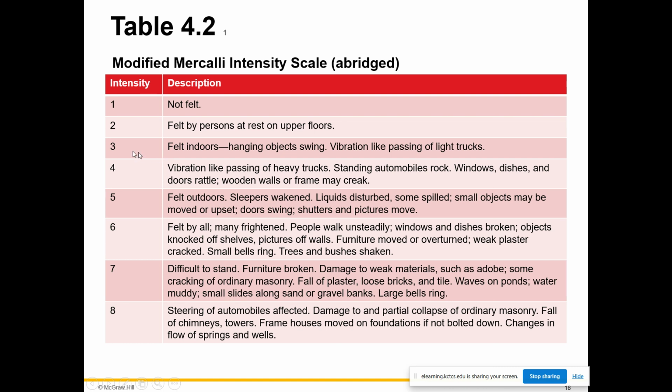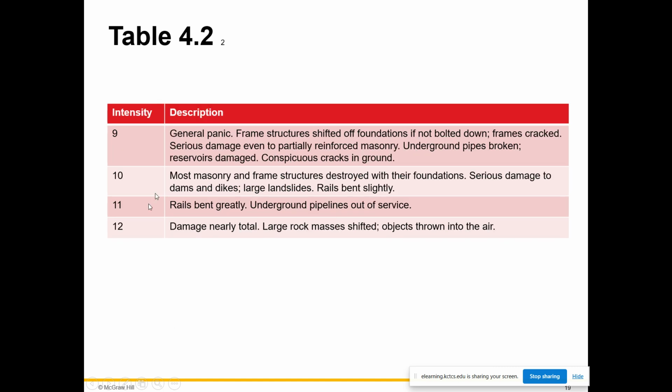If it's felt indoors, it's a 3. If your automobiles are affected, it's an 8. Although we don't really use this. If the USGS is reporting a scale for an earthquake, it's going to be that moment magnitude.